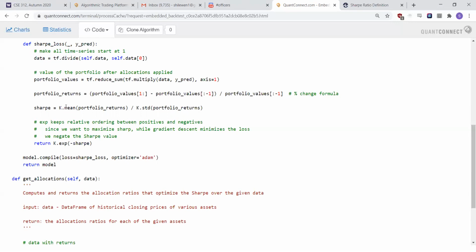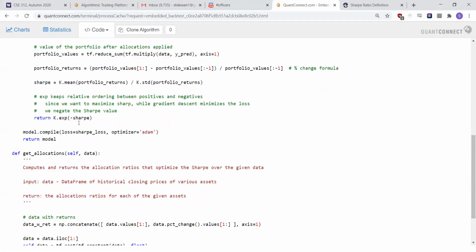So what's the expected value of the portfolio returns? It's just the average, right? Earlier we averaged 1 through 6. So we just average the returns, and we take the standard deviation of the returns. We get the Sharpe.